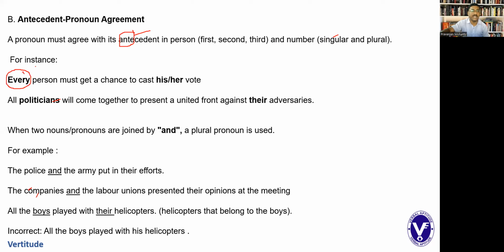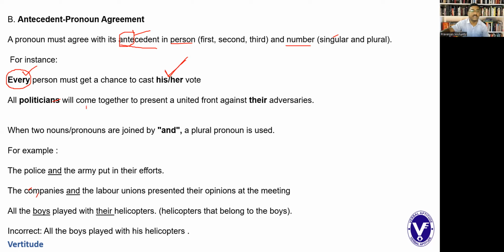The antecedent is every, which is singular. Every person gets a chance to cast his or her vote. So that's what it says: a pronoun must agree with its antecedent in person and in number. That's why it is singular. Every is singular, so what follows it will also be singular.